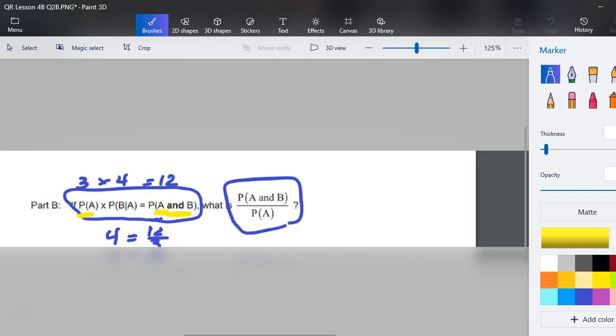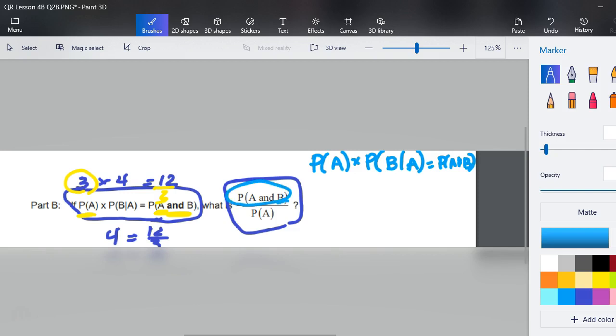If it was divided by this front end, well, hey, that's what they did a while ago. They just divided this by 3. So let's just look at it. If we did have the probability of A times the probability of B, given that A has already occurred, and it equals the probability of A and B, well, this is saying, what if we had the probability of A and it was divided by probability of A and B divided by probability of A? So what if we had this?